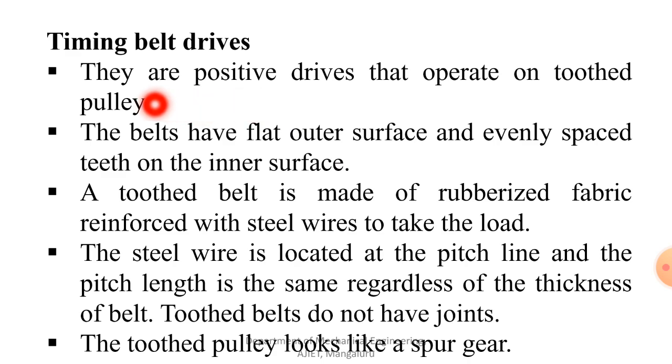drive. This is nothing but what we call a positive drive that operates on a toothed pulley, because the pulley is like having teeth, so the belt also needs teeth. That's why it is called one of the positive drives, because we need to study one more type of power drive, that is the gear drive. So gear is always having teeth. Similar to that, we have one type of belt drive.